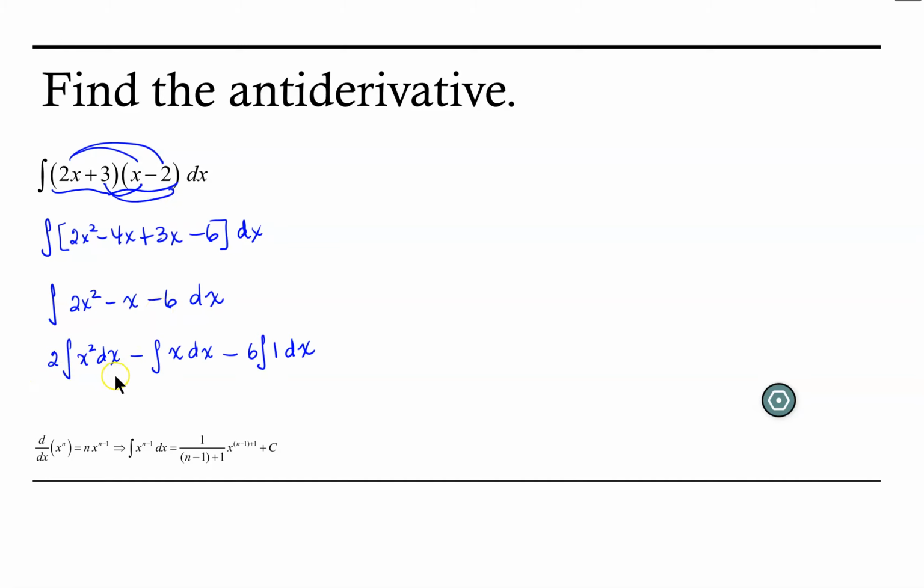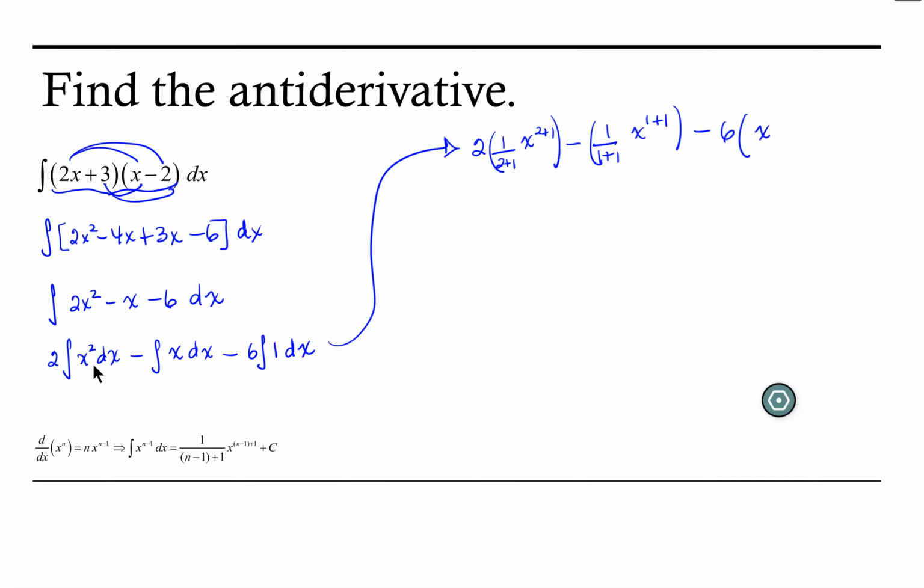So now we're ready to find our antiderivative. So we have 2 times, now the antiderivative of x squared, that's going to be x to the 2 plus 1, and then we multiply by 1 over 2 plus 1, minus, we'll have x to the current exponent is 1, so we need to add 1, so x to the 1 plus 1 times 1 over 1 plus 1, minus 6 times, and then the antiderivative, as we saw, of 1 is simply x, and then plus our constant.